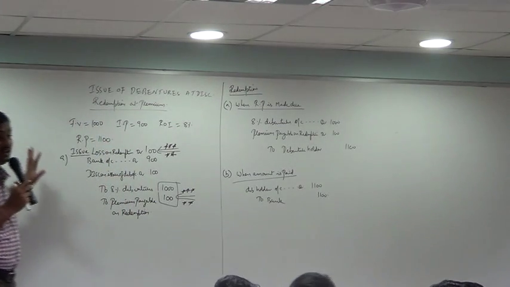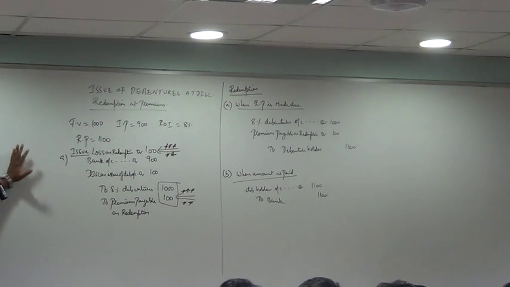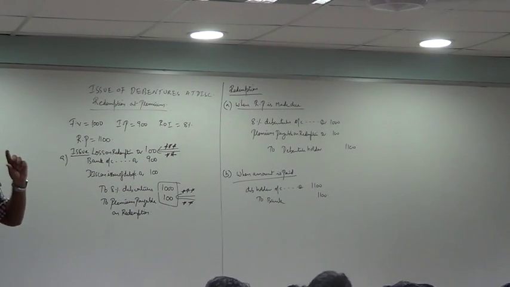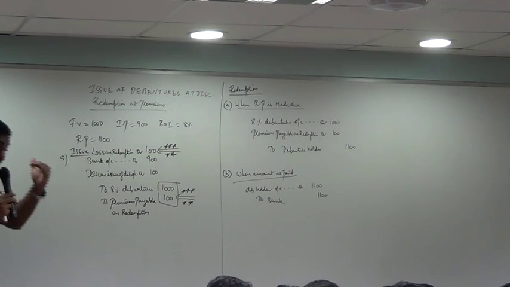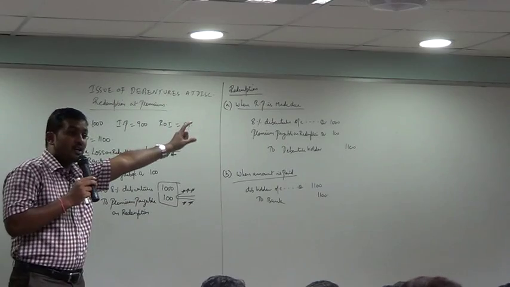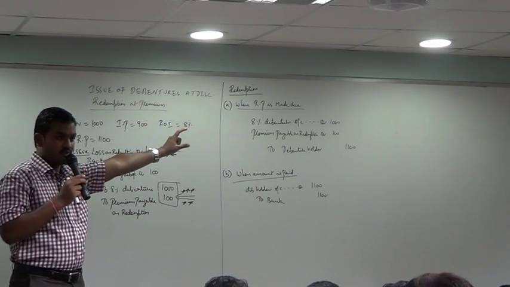Now suppose, listen to me. Suppose redemption is at a discount. Let's not pass entries for unnecessary situations. Suppose redemption is at a discount. That means you are going to pay lower than face value. That difference amount will go to a profit account called capital reserve.